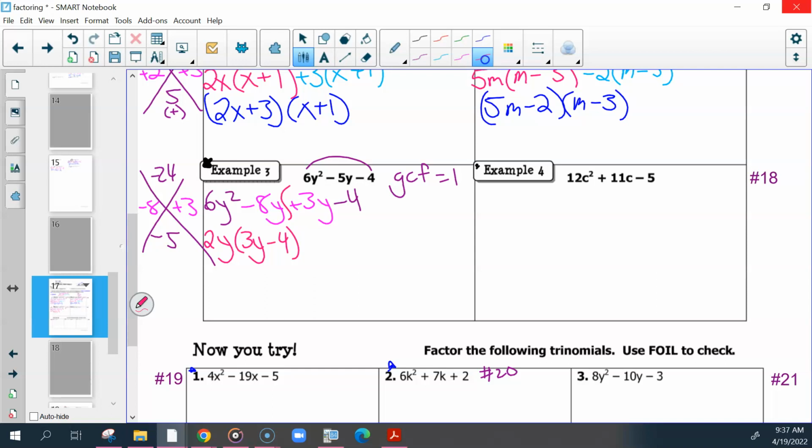What would the GCF of the last two be? You can always divide out something, even if it's 1. Plus 1. So what would our two factors be?